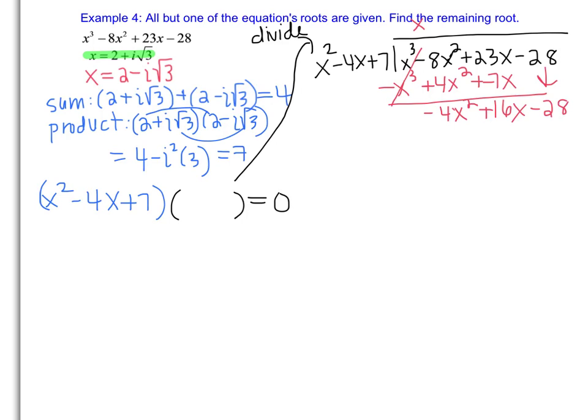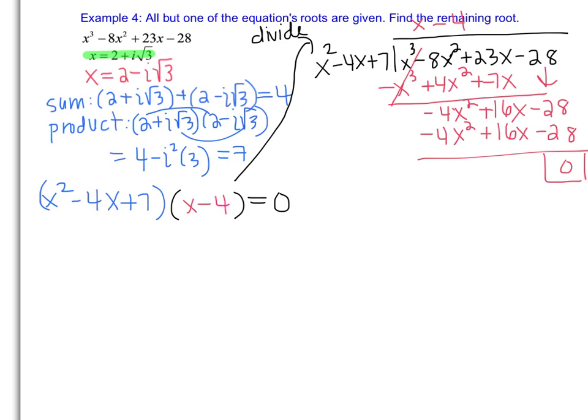So to get negative 4x squared, I need to multiply by negative 4. Multiplying that through gives me negative 4x squared plus 16x minus 28. Remainder of 0. That's what you should get if you did this right. So that means x minus 4 is what goes right there.